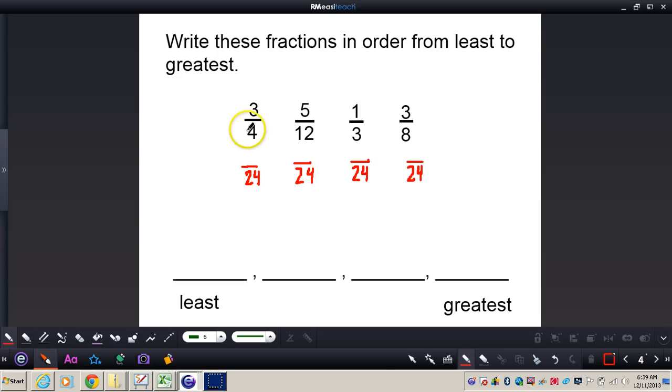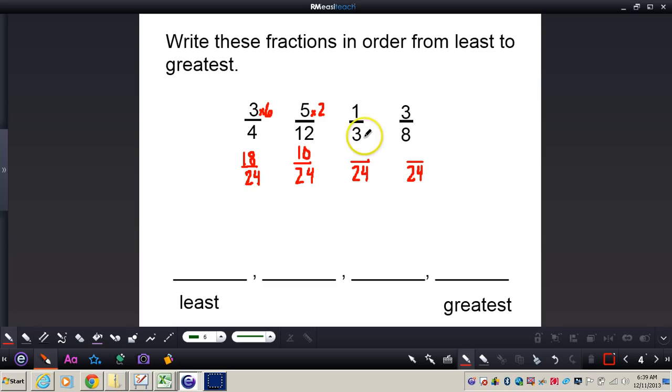Now I need to think about what I did to each denominator in order to get to 24. What did I multiply by? That's what I'm going to have to multiply the numerator by. So 4, I multiplied by 6 to get to 24. So that means I want to multiply my numerator by 6, giving me 18. I multiply my denominator by 2, which means I multiply my numerator by 2.